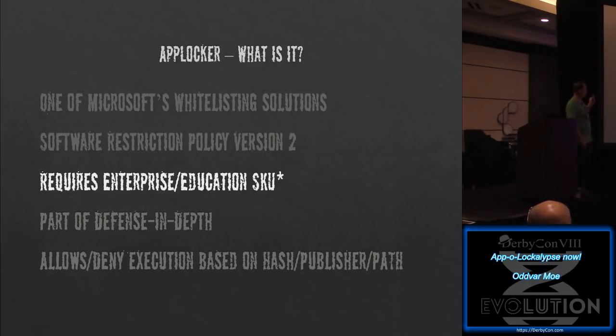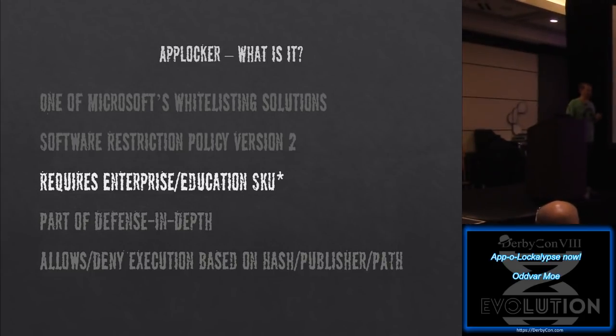The big difference between software restriction policy version 1 and 2 is that with version 1 you didn't need a special kind of license. But for AppLocker, version 2, you need an Enterprise or Education SKU of Windows. There's a star there, because there is an exception to that rule. If you use mobile device management, you can enable AppLocker with the Pro edition of Windows as well. But you have to configure it differently: you take XML files and embed them in the Intune portal and all that stuff. I haven't seen anyone do it yet, but I know it's possible.